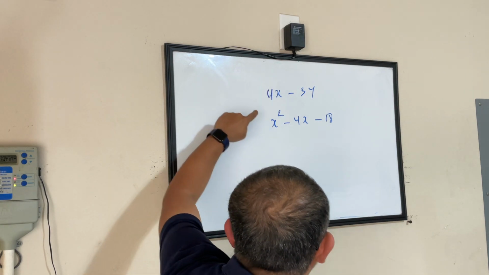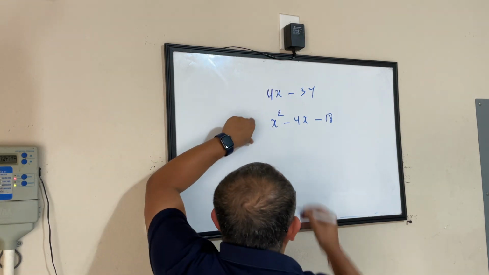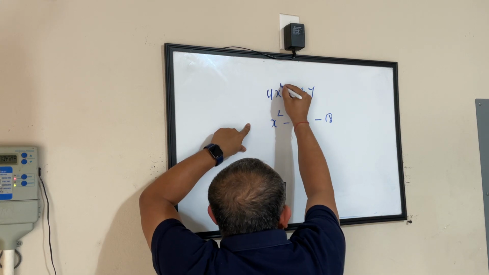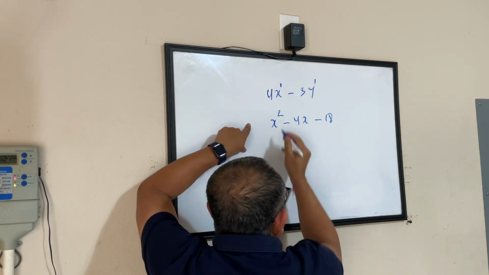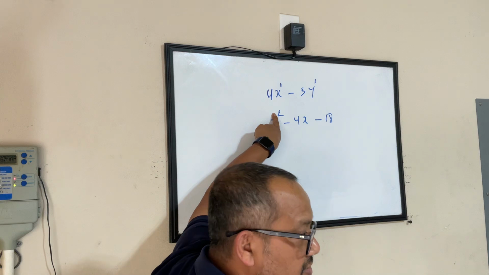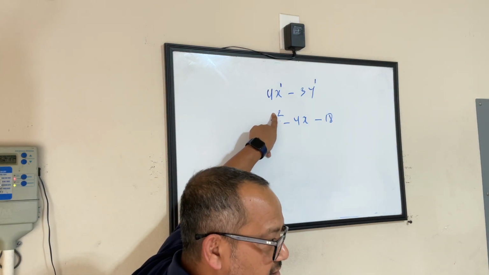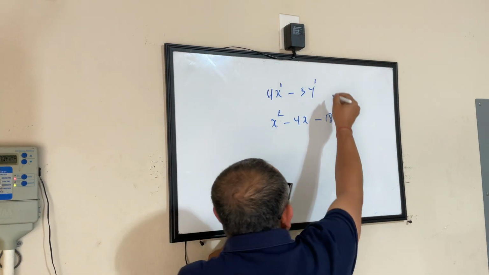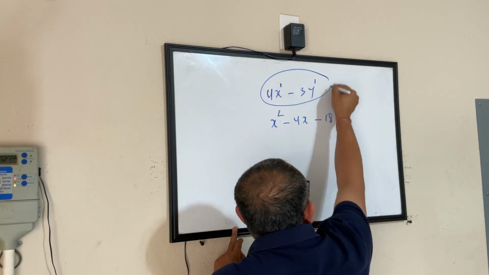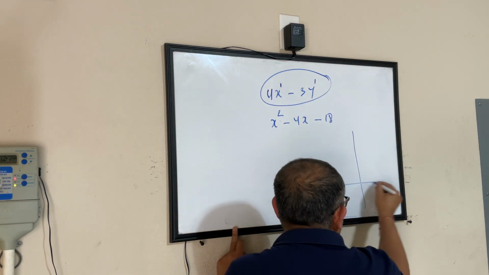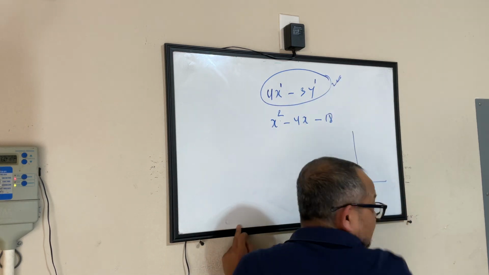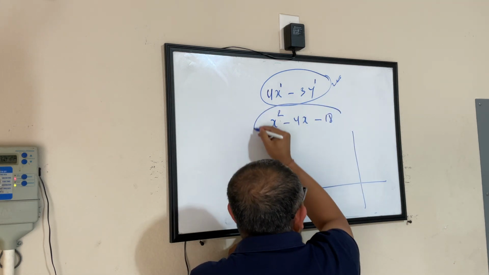The fourth observation is both have a power. Here the maximum power is 1. Here the maximum power of the variable is 2. So the degree is different. That would mean if I use this for plotting on a coordinate plane, this is a linear expression. This is a quadratic expression.